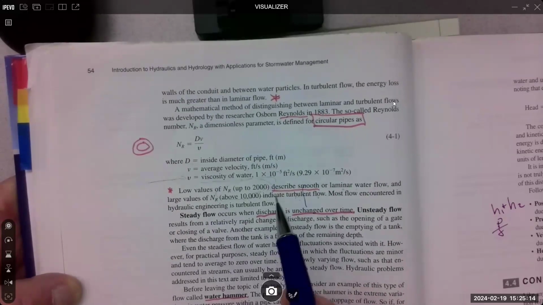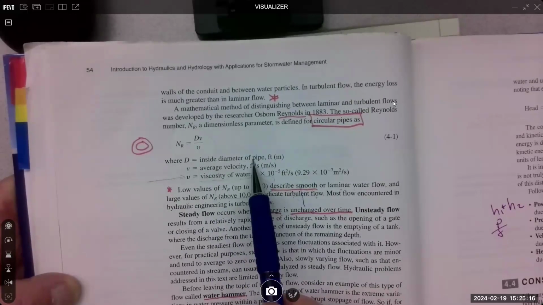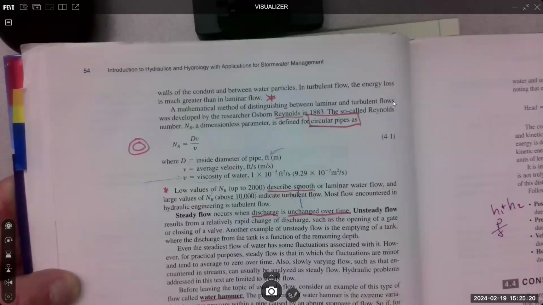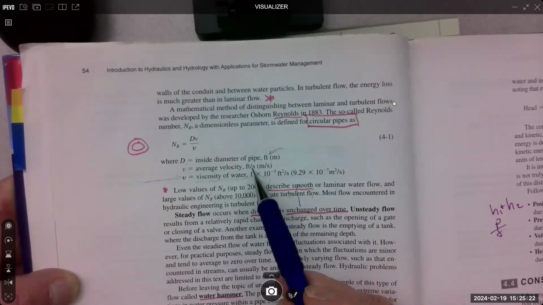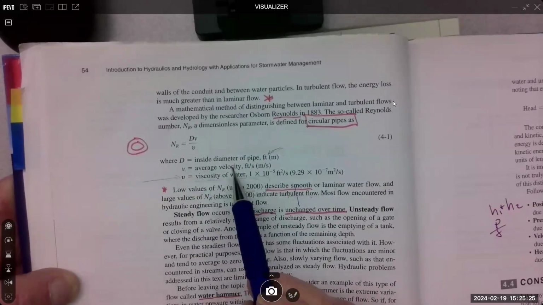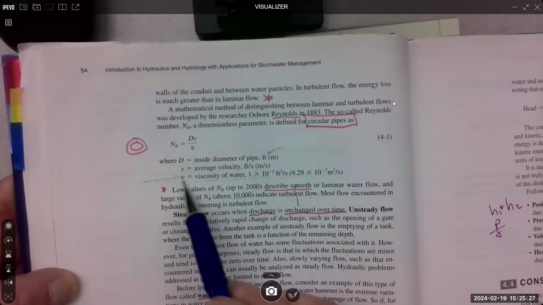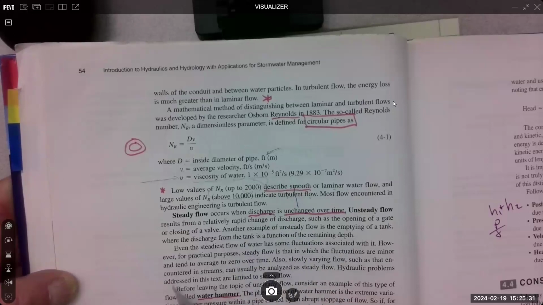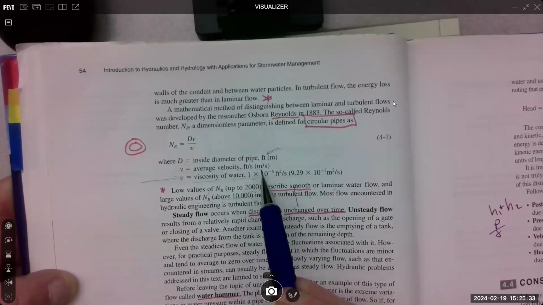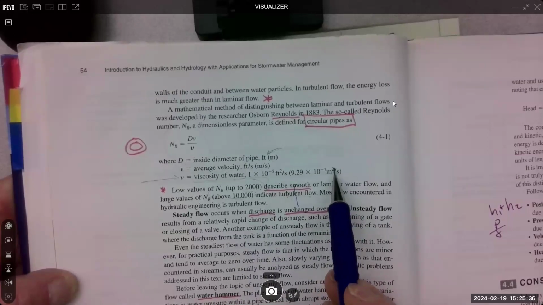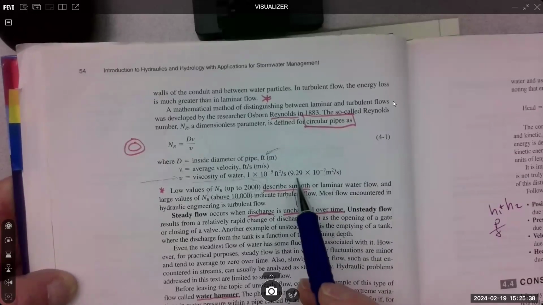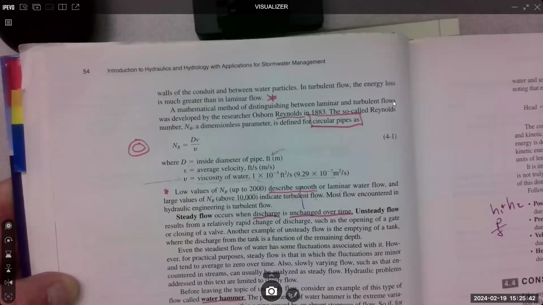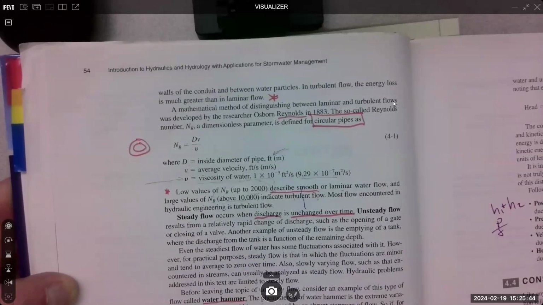Okay, notice the units. This is the inside diameter of the pipe in feet. That's important, because that's what's going to work with the USCS system of average velocity in feet per second. And then the viscosity is feet squared per second in the US system. In the metric, it's going to be meters per second, and then meters squared per second for that. Okay? So just be really careful with your units in calculating the Reynolds number.